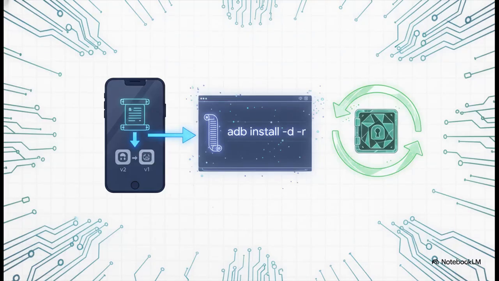This is the magic command. This one little line of text combines everything we've just learned. ADB install. That's the basic action. Then there are two secret flags, D to allow the downgrade and R to replace the app but keep the data. You just swap out app.apk with the name of the file you actually downloaded. That's it. This one line is the key to this entire thing.